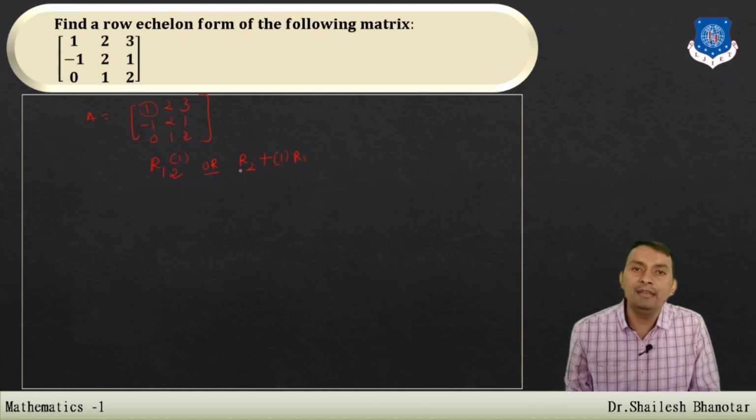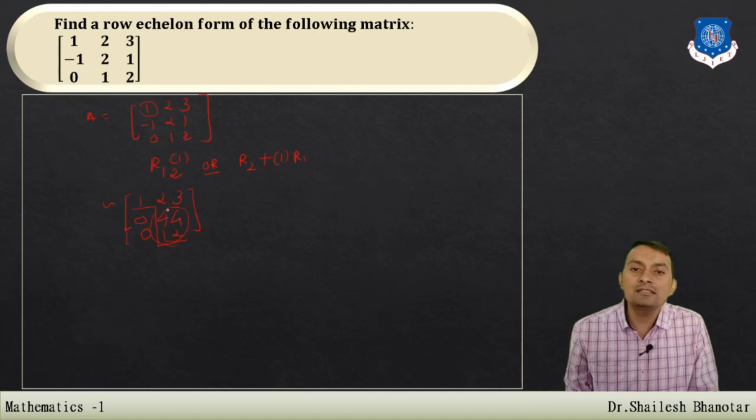Both have the same meaning, and therefore we have this equivalent matrix: 1 2 3, then minus 1 times... that means multiply the first row by 1 and add to the second row, so it becomes 0. Then 2 into 1 is 2, plus 2 is 4. Here 3 into 1 is 3, 3 plus 1 is 4, and the last row is 0, so we need not apply any operation. So the first step is over. Now we have to focus on the 2 by 2 matrix.